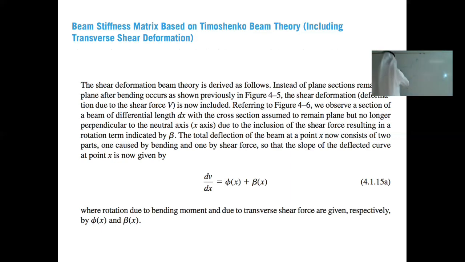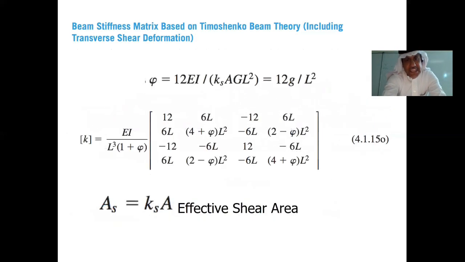Okay, AS. What is AS? AS equals the area times KS, which depends on the shape. So KS for the circle is different than KS for the square, different than KS for the angle. If you take the gross area and multiply it by KS, it will give you the effective area. If you divide the shear force by AS, then you will get the shear. All of this is already in the book, and don't worry, you will have a homework problem where you will work out the details.